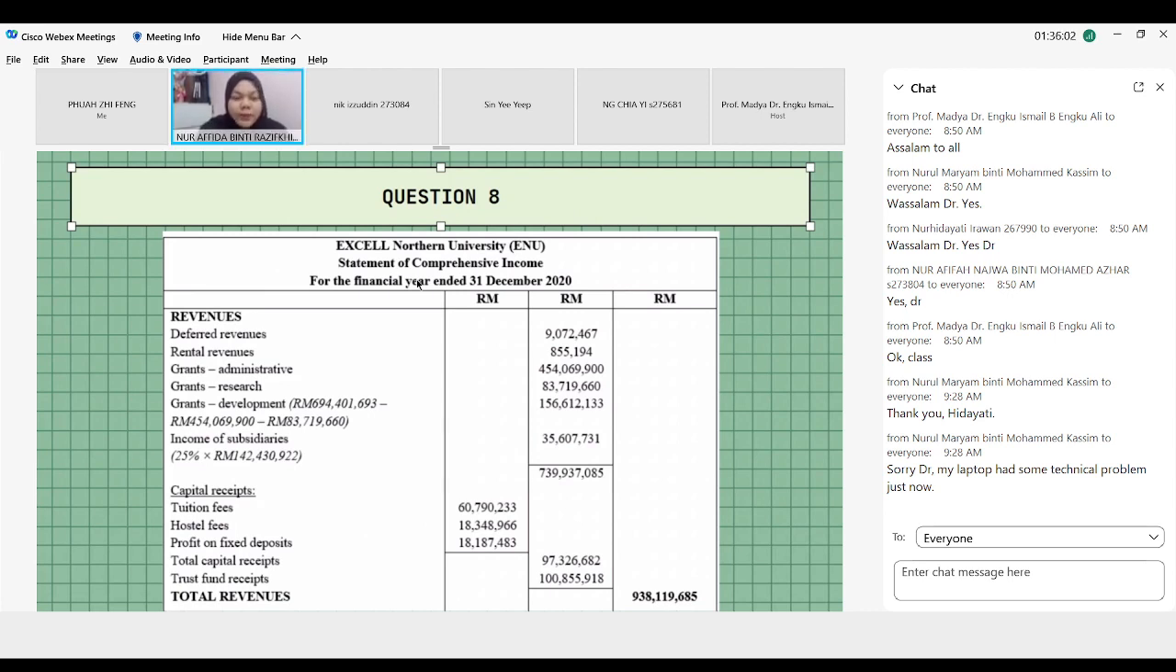For the revenue parts, the deferred is 9,467. The rental revenue is 800,104. For the grant administrative 5,669,900, and grant for research is 83,700. 719,660.